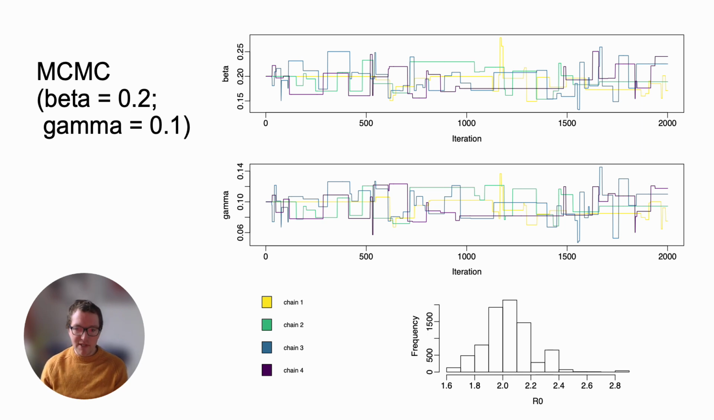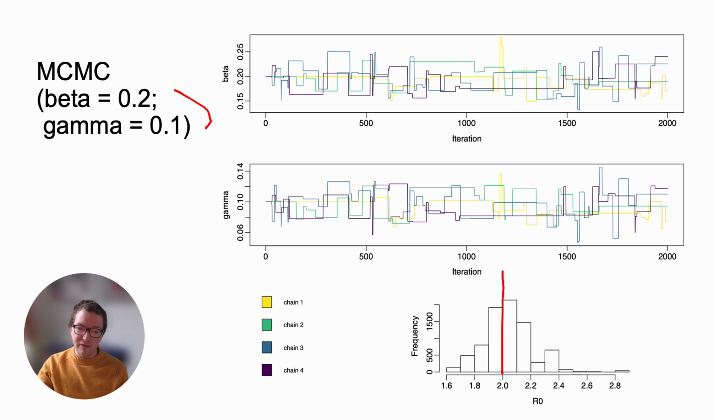So if I run this MCMC, this is with a true value of beta of 0.2 and gamma of 0.1 in our SIR model. One thing I didn't mention is that in the simple SIR model, the R0 is just beta over gamma. So the number of infections each person causes is the infection rate divided by the recovery rate. So with these parameters, this is an R0 of 2.